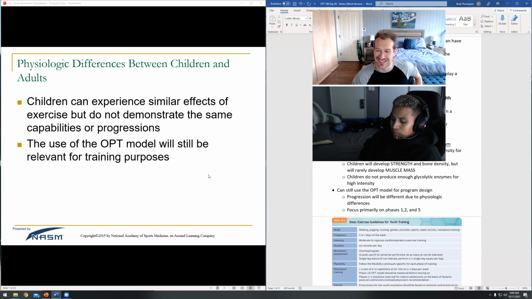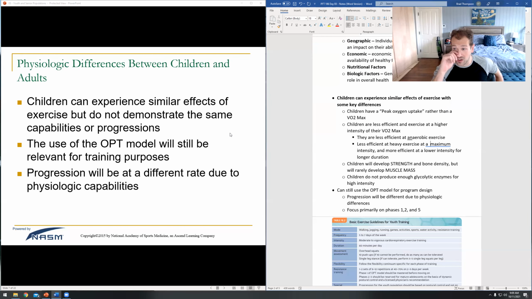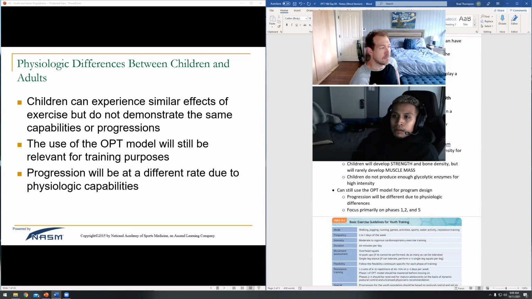Now we'll get on to some of the physiologic differences here. Physiologically, obviously, there are going to be some big differences between youths and adults. One of the biggest things is that children are going to have a peak oxygen uptake rather than your traditional VO2 max.